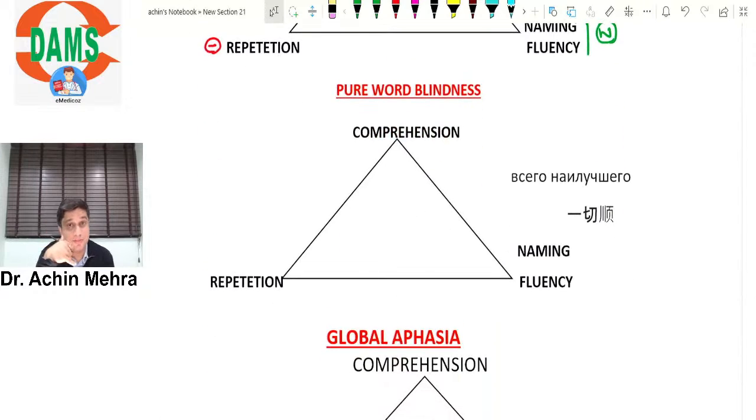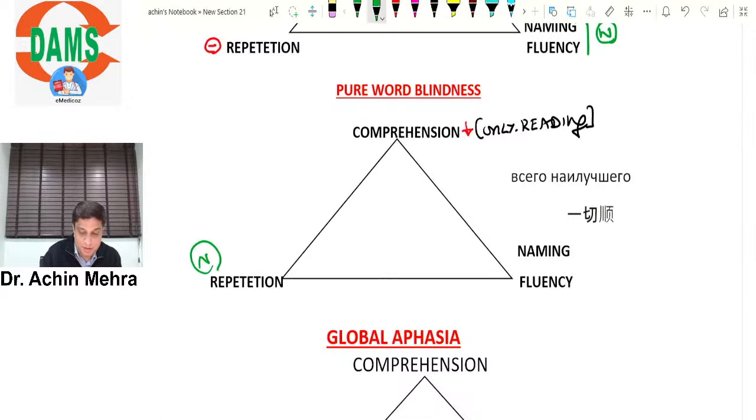Then we have the pure word blindness, in which the person isn't blind actually. He's blind to words. So in this patient, I believe his comprehension is decreased only for one variable. That is reading. Rest all is well. Repetition, naming, fluency, everything is all right.